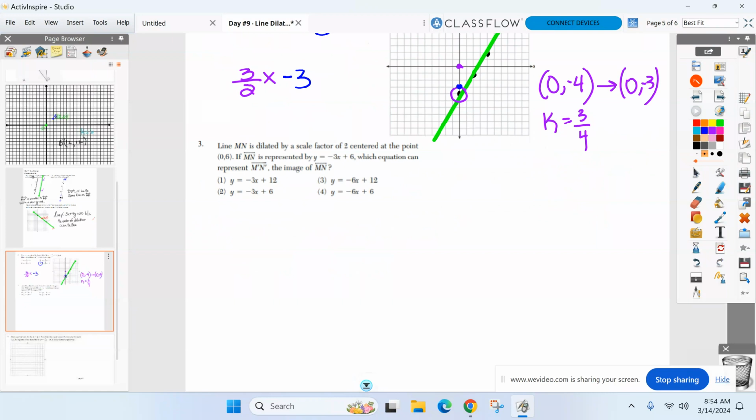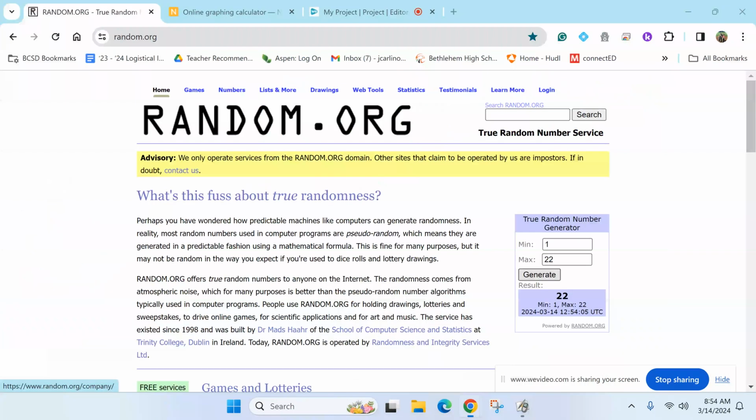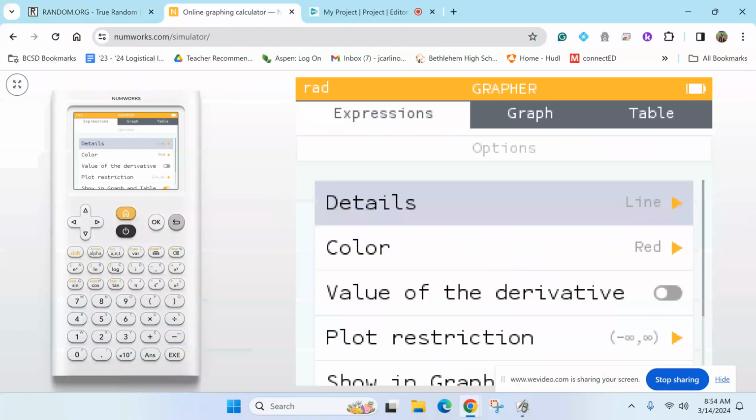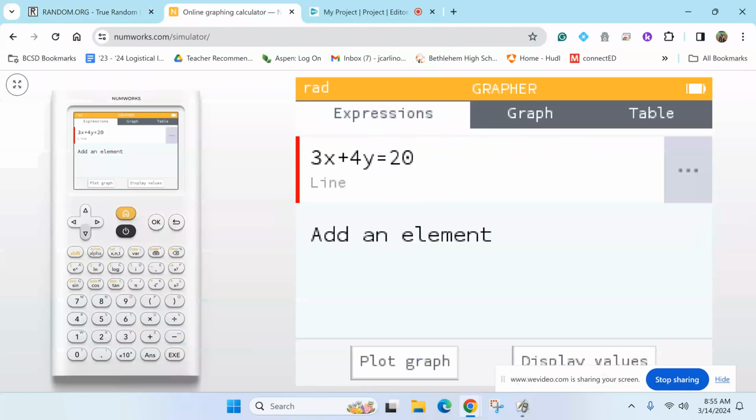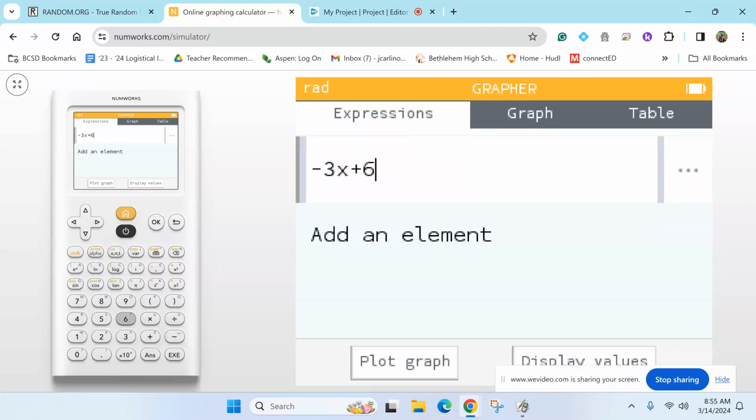This one, I don't have a graph. You don't have to graph it every time. All right, you have your calculators available. Dilation of 2 at (0, 6) of this line, y = -3x + 6. I'm going to throw it on my calculator. Why don't you guys throw it on yours so you can see what we're looking at? Because I didn't ask you guys to graph it. So let's go back to Grapher. y = -3x + 6. Boom. Let's see what this graph looks like.